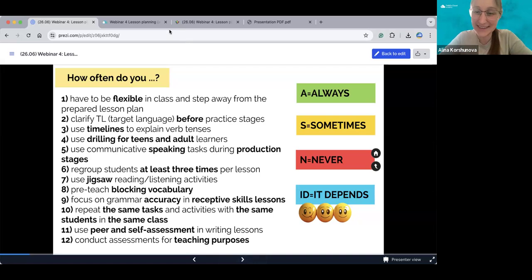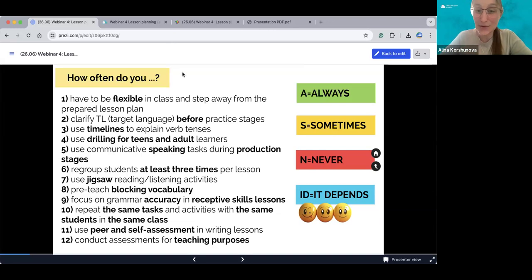Sometimes. Okay, Irina, thank you. What about others? And others sometimes. That's great that we are flexible. Remember, we've discussed that, of course, we can plan everything, but there should always be some space for flexibility. We need to be responsive to our students' needs, and the best way to do that is to be flexible and sometimes step away from the pre-planned lesson plan.